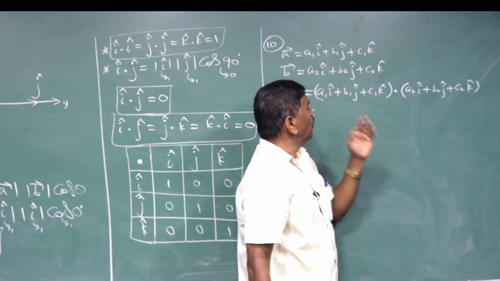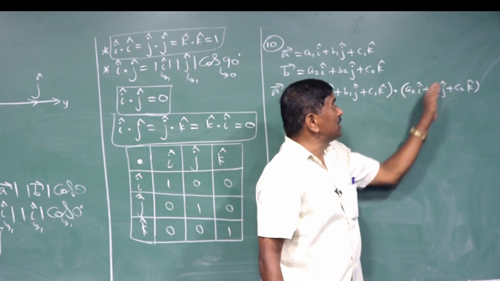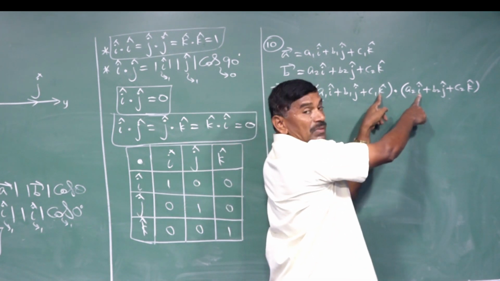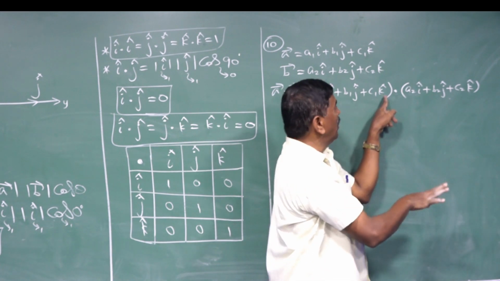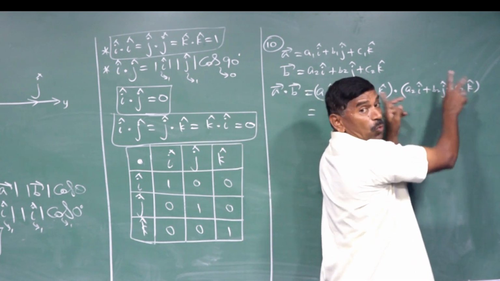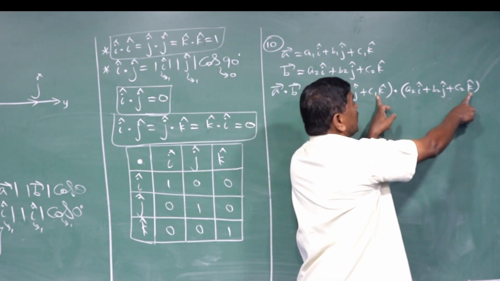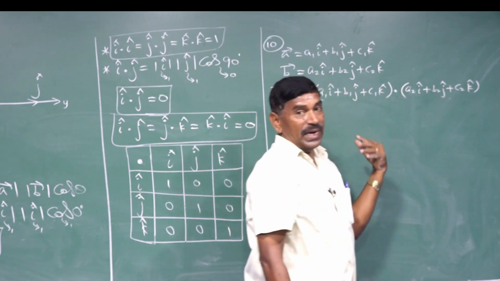No need to write. Similarly, this C1 k cap is going to multiply all the elements in the second bracket. That means k cap dot i cap is 0. k cap dot j cap is 0. k cap dot k cap is 1. So the coefficient C1 into C2 will be the answer.